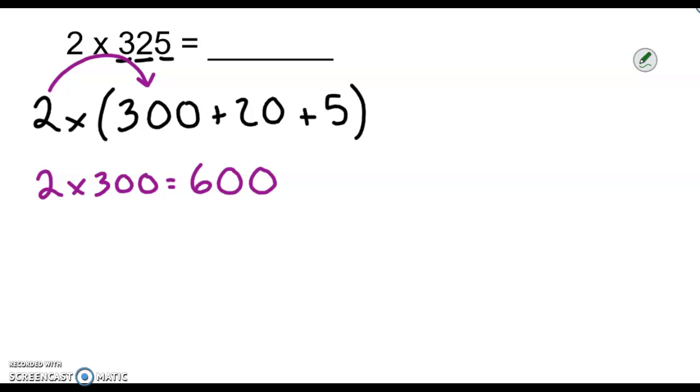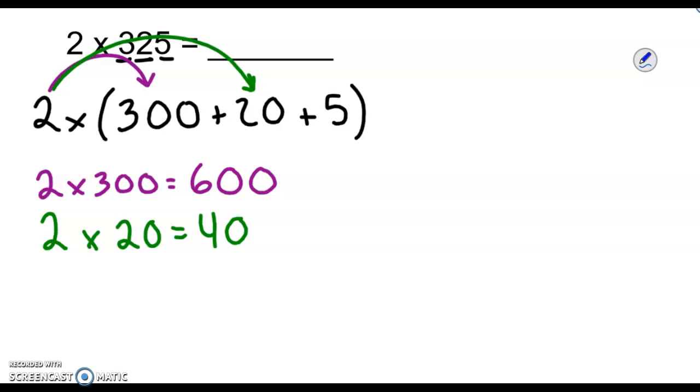All right. Next one, we're going to share this 2 with this 20. So 2 times 20. All right. So what is 2 times 20? Well, we can multiply those 2's. 2 times 2, oops, I went too far. 2 times 20. We can multiply those 2's. That gives us 4. Then we add our 0 on the end.